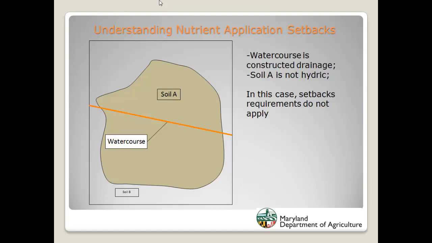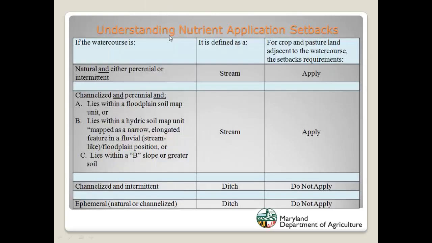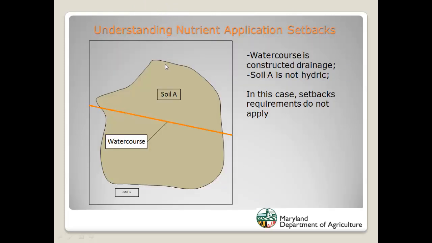So, a couple of examples. This square on the left side of this slide represents a field. And this irregular shaped thing here in the middle is a soil map unit, and I've labeled it soil A. And this line that I've drawn across there is a watercourse, and because it's a straight line, as you see, we're going to interpret that as a channelized or constructed drainage. So, referring back to the table we just used, the watercourse is constructed drainage. The soil A is not hydric, and in this case then, the setback requirements do not apply. This watercourse would be defined as a ditch.